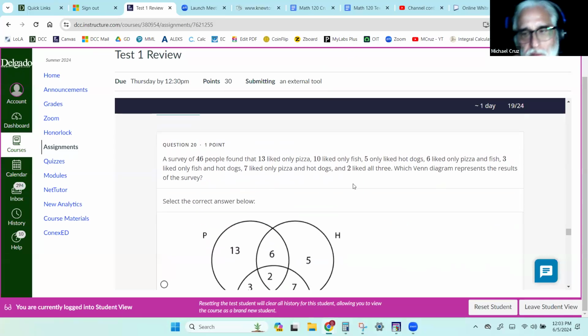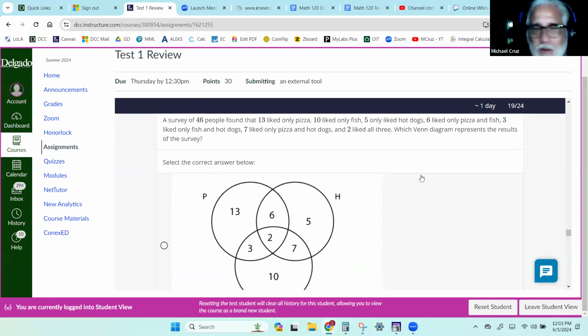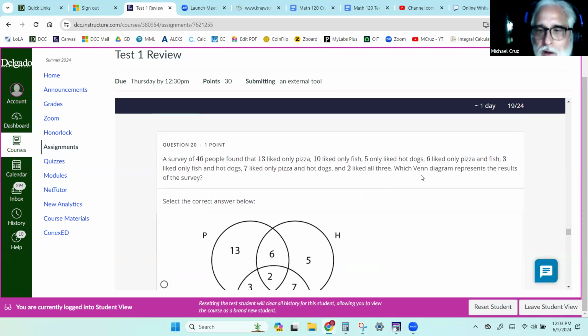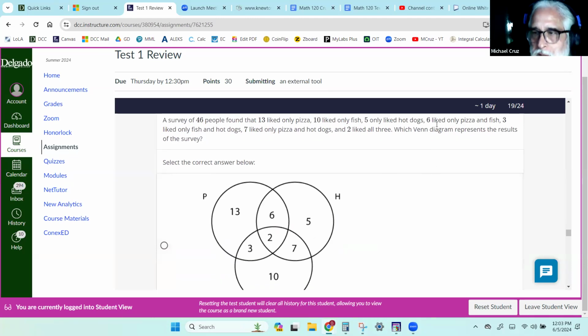A survey of 46 people found that 13 liked pizza only, 10 liked only fish, 5 liked only hot dogs, 6 liked only pizza, 3 liked only fish and hot dogs, 7 liked pizza and hot dogs, and 2 liked all 3. So here we've got to find the one that represents this. Optimally, it would be best to work this out.